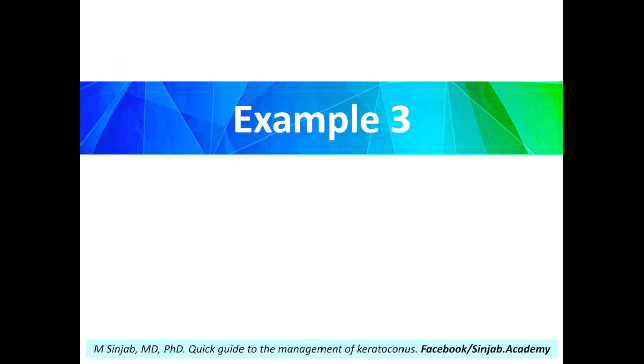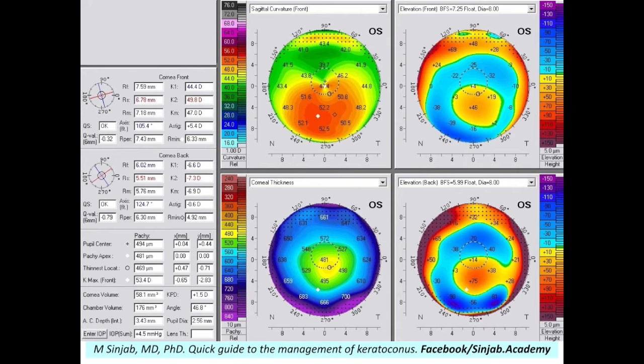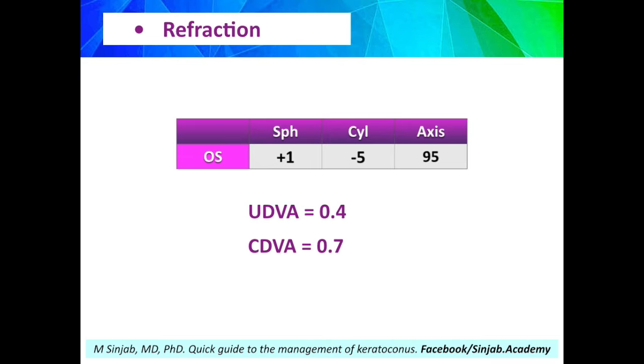Example number 3. This is a keratoconus case in the left eye. The patient has +1 sphere, -5 diopters cylinder at 95. It is against the rule astigmatism. Uncorrected visual acuity is 0.4. Best corrected visual acuity is 0.7.